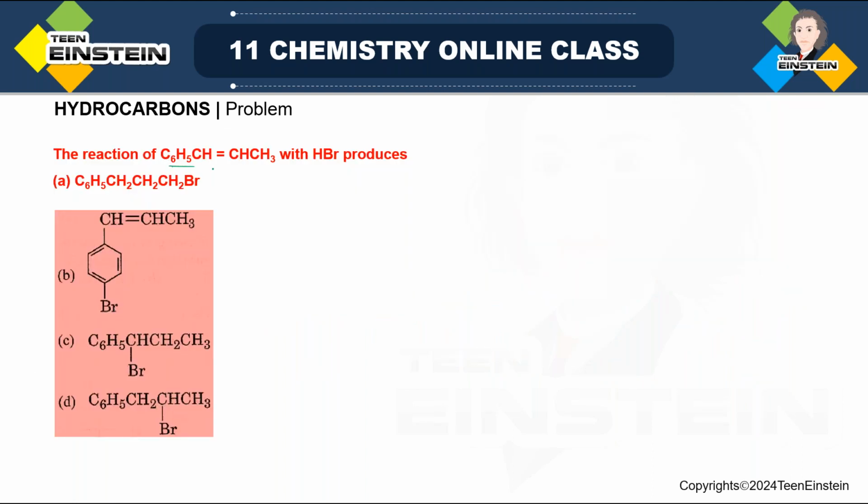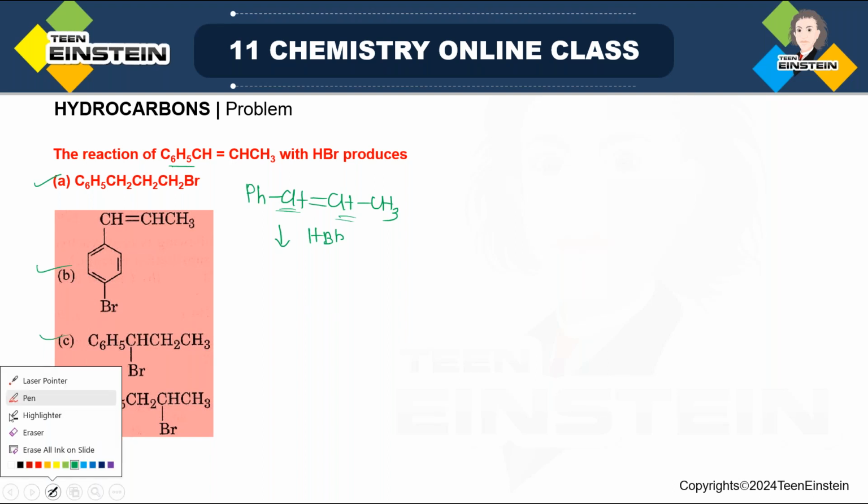The reaction of C6H5CH=CHCH3 with HBr produces option A, then option B, C and D. Now C6H5 is what? Ph, CH=CH3, and you are treating it with HBr. Now you may think that both sides we have substituted, and we have the same number of hydrogens attached to carbon. Then on the basis of Markovnikov, what should we do? Even if you cannot directly apply the Markovnikov rule, it's fine.